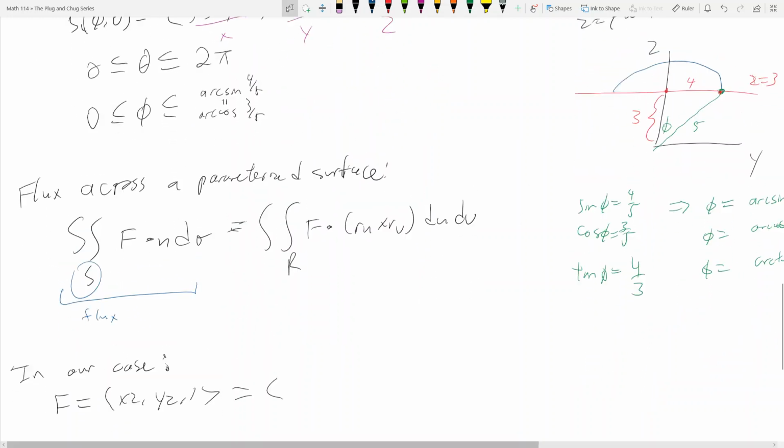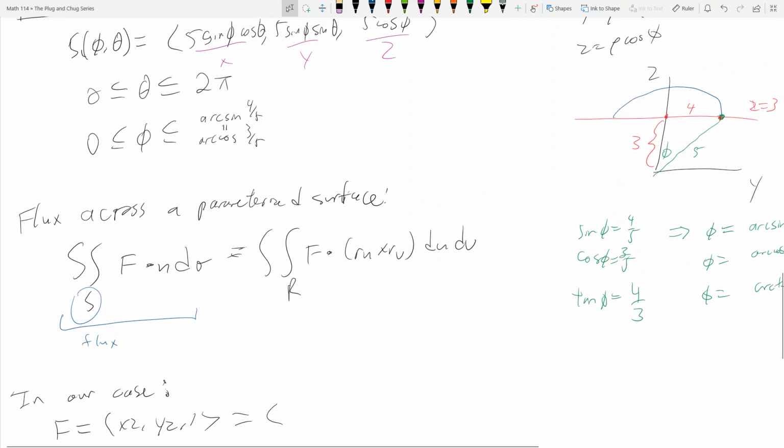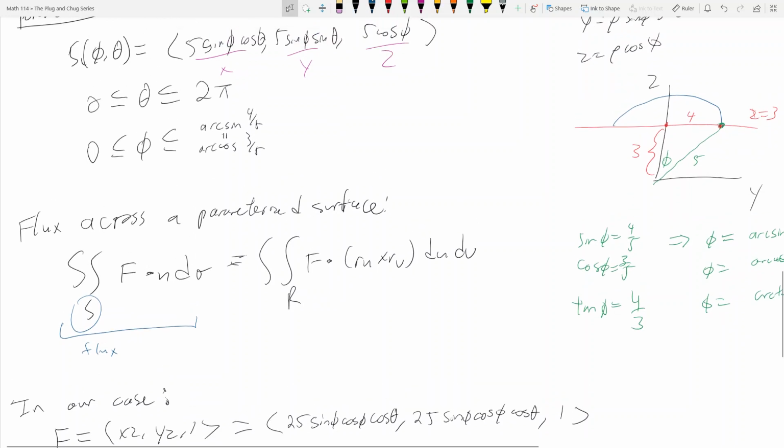Okay, so let's do that real quick. What does this become? This becomes 5 sine phi cosine phi times 5 cosine phi, so that's 25 sine phi cosine phi cosine theta. And then the next one is yz. So I multiply those, and that's 25 sine phi cosine phi sine theta, and then 1. I did something wrong here. This should be sine theta. My bad, I copied the same thing down twice. Okay, so that's F.